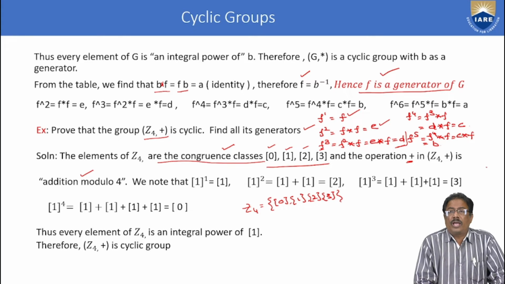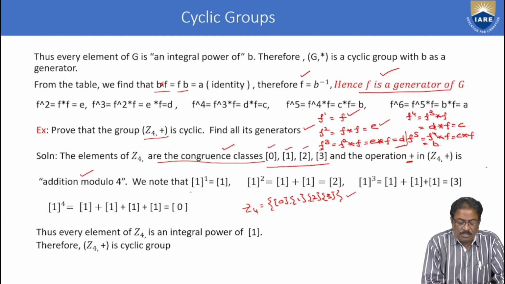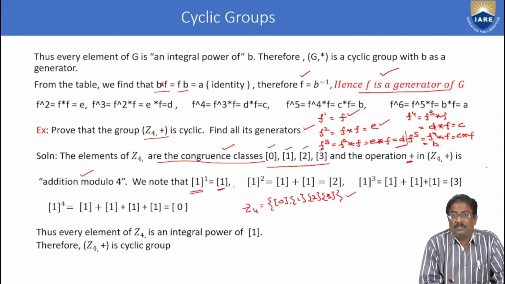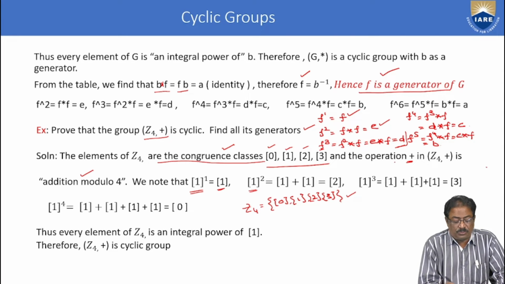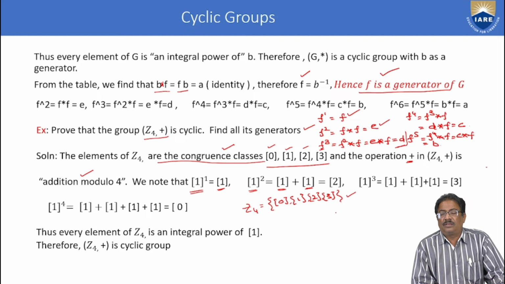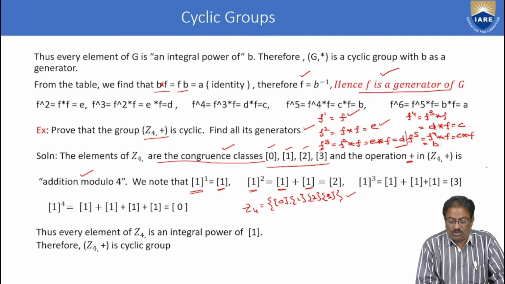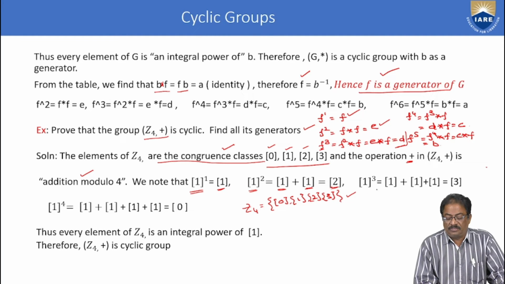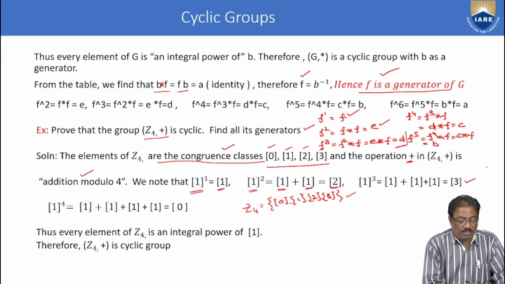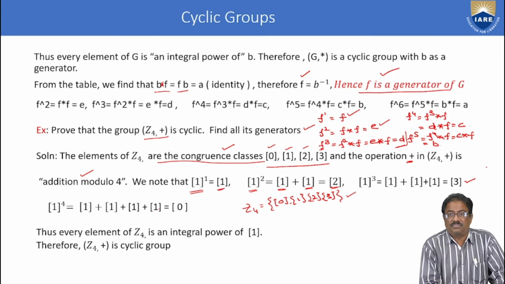Now we have to verify that all the elements can be represented as integral powers of some element. Let us consider any one element. 1 power 1 is 1. 1 power 2 is, under addition modulo 4, adding 1 two times. If the sum reaches 4, I subtract 4; otherwise I take the same value. So 1 squared is 2, and 1 cubed is 1 plus 1 plus 1, which is 3. 1 power 4 is 1 plus 1 plus 1 plus 1.